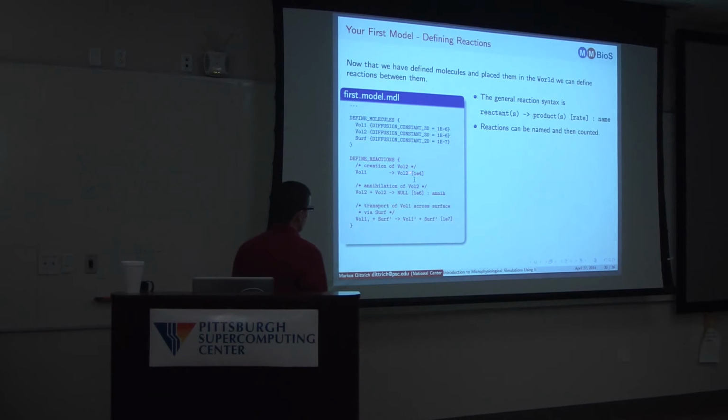Writing reactions in MCell is actually quite straightforward. It's basically the way you would expect it to work. So you have the syntax, you have reactants, products, reaction rate, and you can actually name it. And the naming is useful if you want to count reactions. So you can count by name, for example.